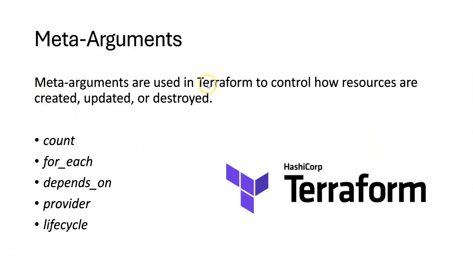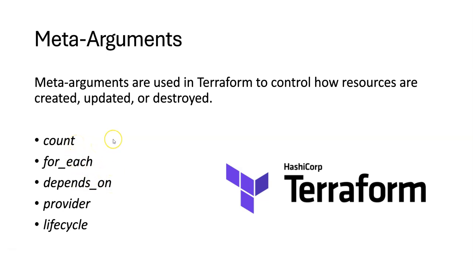If you see the definition, usually we use meta arguments to control how resources are created, updated or destroyed. If you don't understand this meaning, just ignore it for the time being. We'll revisit once we have seen the demos. The meta arguments are count, for each, depends on, provider and lifecycle. But for the time being, I'm going to demonstrate count, for each and depends on.